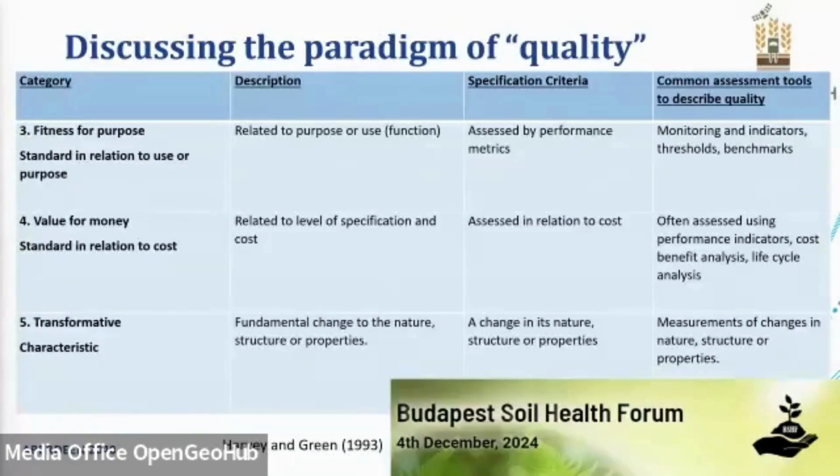But there are also other thoughts towards quality that link towards the economy. So value for money. Talking from a soil science point of view, how valuable is our land? An assessment in relation to cost, using things like cost-benefit analysis, and life cycle analysis is being used commonly in the academic literature. And I mentioned transformative in terms of characteristics a couple of slides back, looking at things such as measurements and change of nature. So changes in specific properties, changes in specific nature or environment.